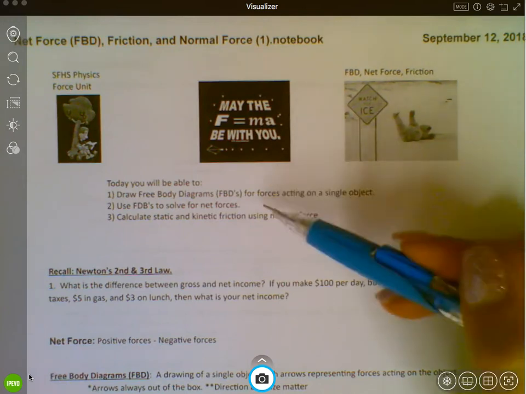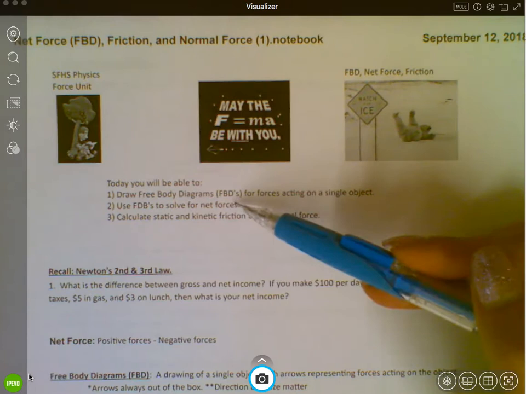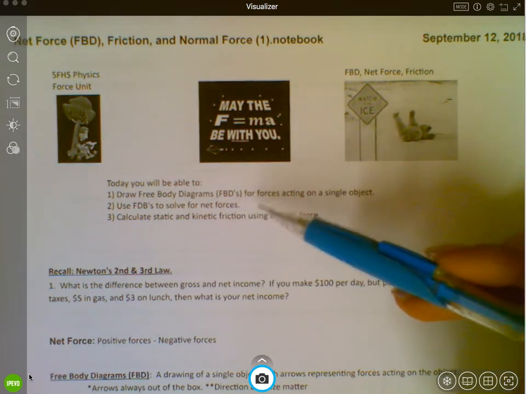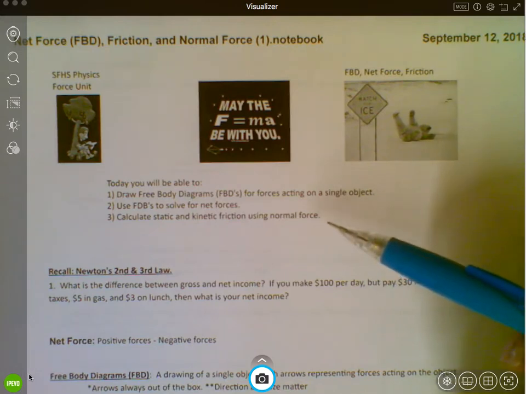We're going to talk about free body diagrams, which you're going to learn how to draw today. We're going to use free body diagrams to solve for net forces, and we're going to calculate static and kinetic friction using the normal force.